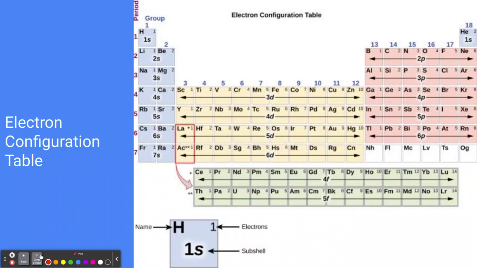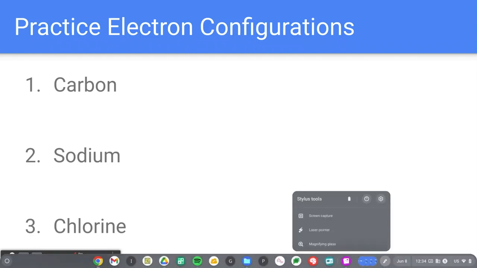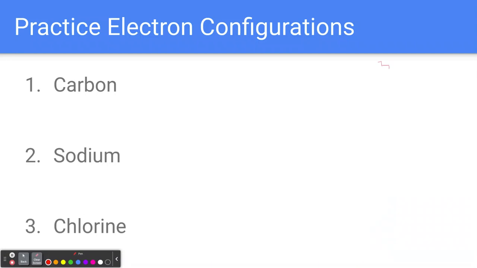All right, so let's practice some electron configurations. Again, please pause, try these on your own, and then we'll come back. All right, so the first one is carbon. Now carbon, I'm going to draw a really rough sketch of the periodic table up here. Okay, so carbon first needs to go through hydrogen and helium. So it needs a 1s2.